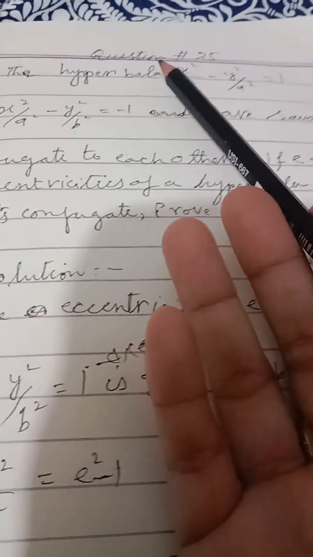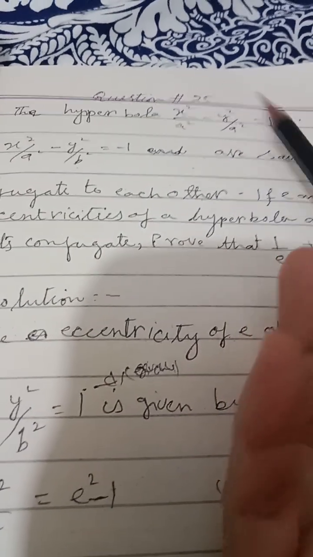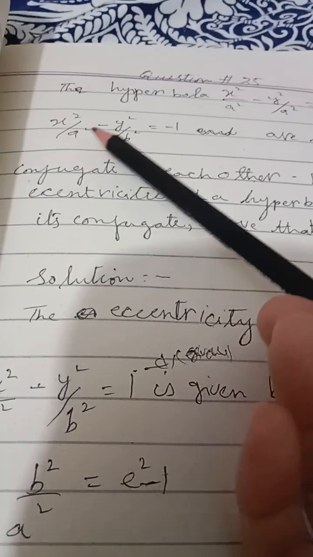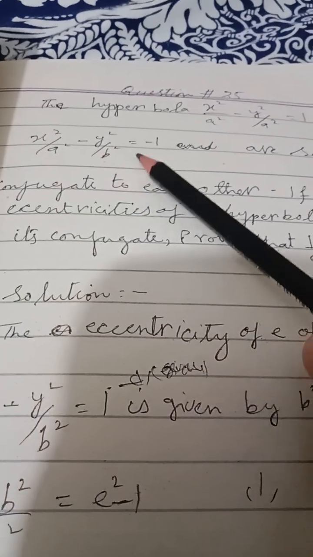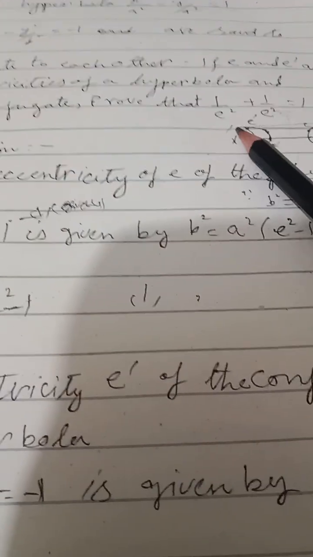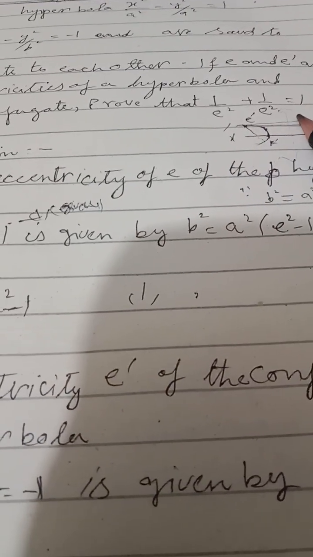The hyperbola x square upon a square minus y square upon b square is equal to 1, and x square upon a square minus y square upon b square is equal to minus 1, are said to be conjugate to each other. If e and e prime are the eccentricities of the hyperbola and its conjugate, prove that 1 upon e square plus 1 upon e prime square is equal to 1.